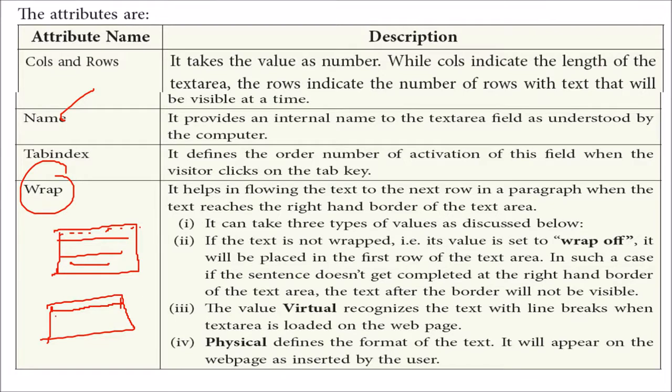The second option you would allow is the user is entering, and then as soon as the right border comes, it should go to the second line. And then the third is the physical. So wrap off, virtual and physical are doing three different things. If you don't want wrapping, use wrap off. As soon as the line break is there, virtual will see, and that will be loaded in the web page, and the physical defines the format of the text. Whatever the user enters, it will be seen exactly like this.